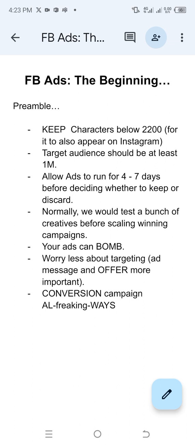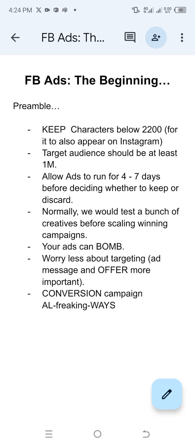When you're creating your ads, you want to target an audience that should be at least 1 million in size. When we get into the Facebook ad account, if you're not familiar with Facebook ads, and we get into the practical part of creating ads, you're going to see how they show you your audience size. So take it as a rule of thumb to ensure that every ad that you run has an audience size of at least 1 million.